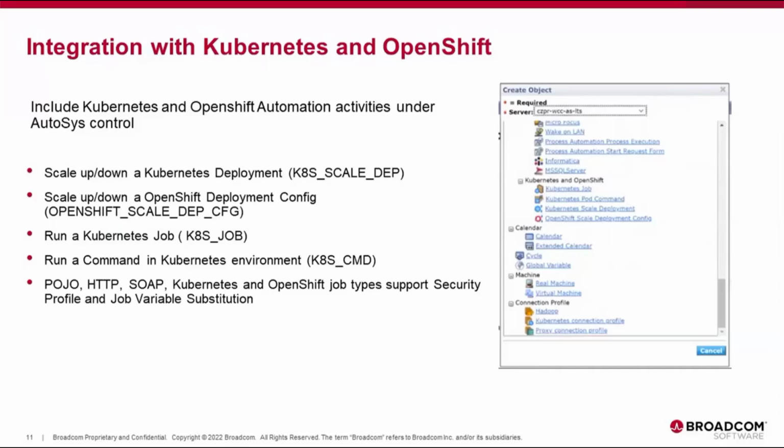And then one final thing I'm going to add that's related to this topic. In release 12.0, we started supporting variable substitution, and at that time it was for the HTTP job and the SOAP job types. So now we have extended the support for the variable substitution for these new job types that are listed here, plus the POJO job.